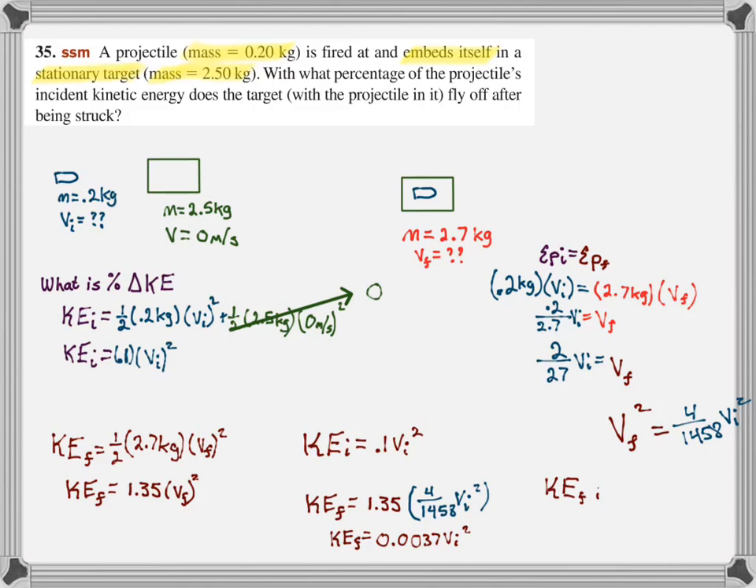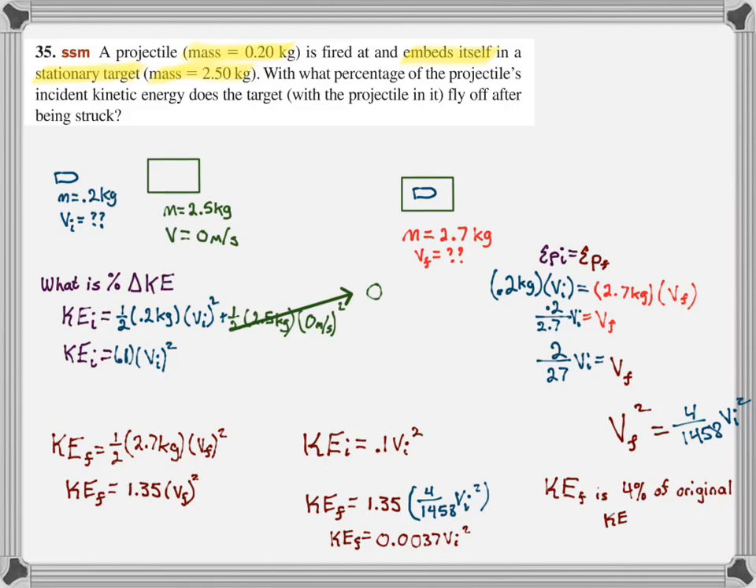When we're trying to find the percent change, it equals the amount that it actually changed divided by the initial amount. So the final kinetic energy is 4% of the original kinetic energy. When we take our final kinetic energy and divide it by our initial kinetic energy, the two Vi squared terms cancel out and we get about 0.04.